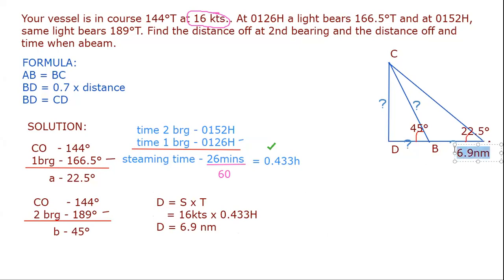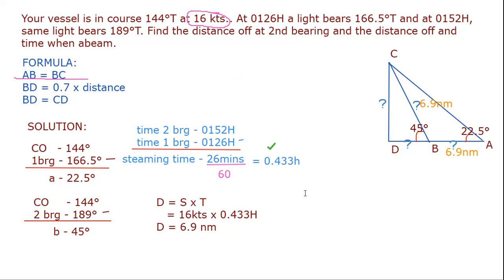Palitan natin ng kulay para hindi nakakalito. Yan. Medyo dark na konti. Ito na lang. Okay. So, ibig sabihin, sabi sa formula, kung mapapansin nyo to, A and B is equals to B and C. So, ibig sabihin, itong B and C is also 6.9 nautical miles. Okay? So, dahil nakuha na natin ang sagot ng A and B, yung B and C, hanapin lang natin is B and D and C and D.